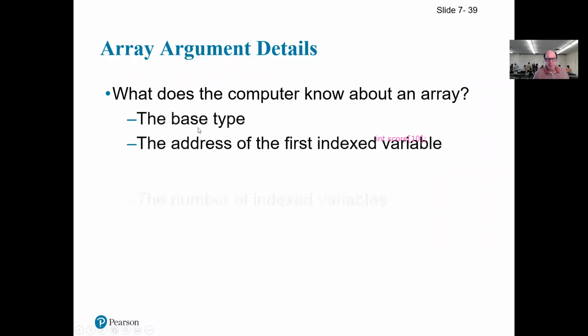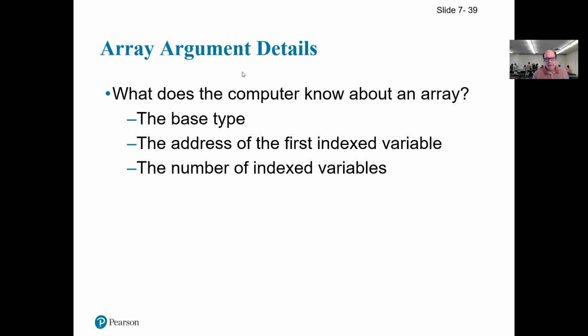So it knows the base type, it knows the address of the first index, and it knows the number of index variables. So when you declare a variable in the data portion of your program in the memory, there is going to be a location where that variable is created, and the name of that variable is going to contain the address of where it is in the memory. And the same thing is going to happen with arrays. So the name of the array is going to know the address of that array in the memory.